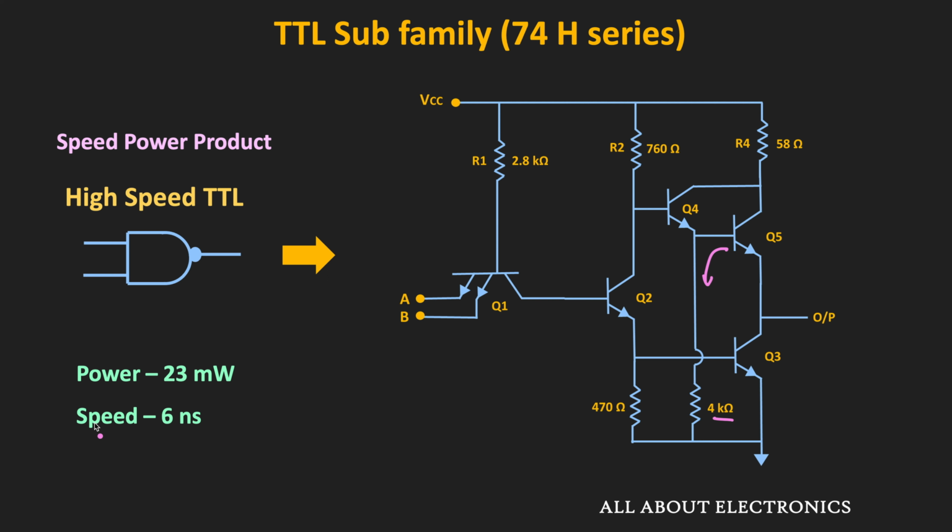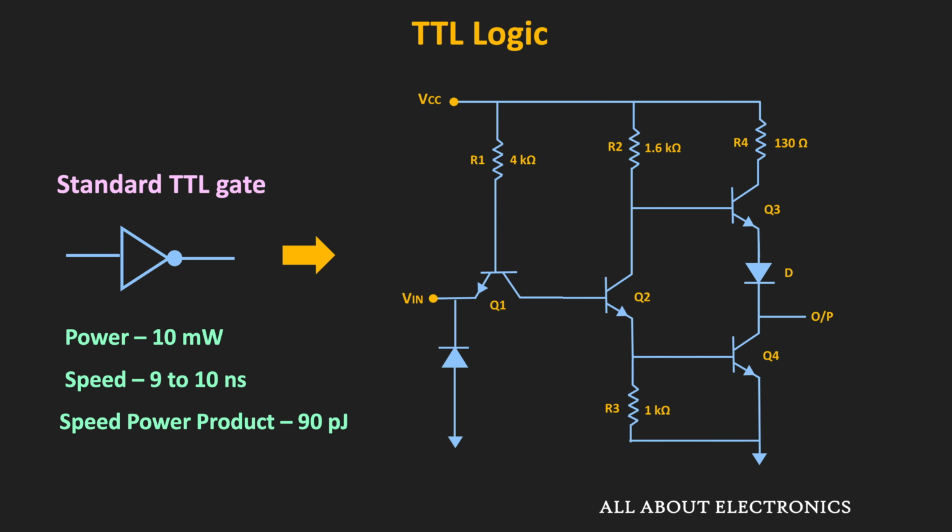And often it is represented in picojoules. So the lower value of this parameter indicates the better efficiency of the logic gate. So for the 74H series, if we see the speed power product, then that is around 138 picojoule. And in fact, that is even higher than the standard TTL gate, because for the standard TTL gate, this typical speed power product is equal to 90 picojoule.